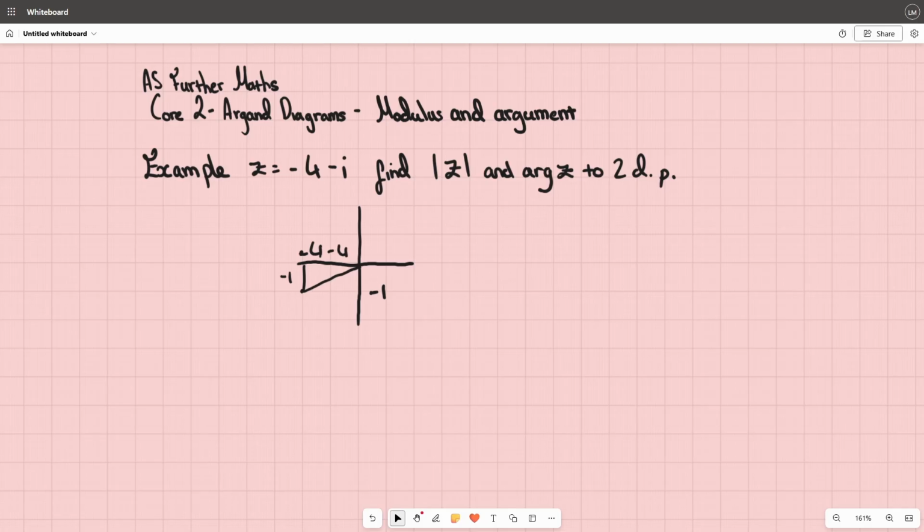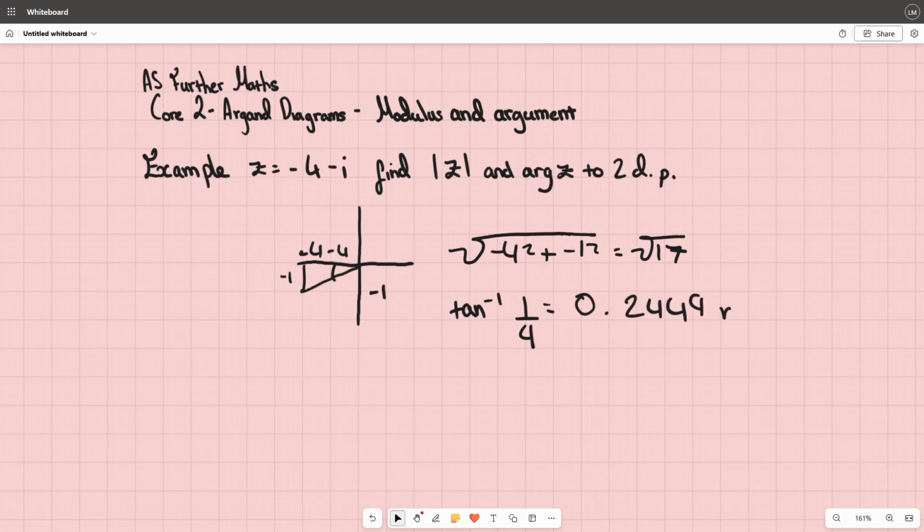Then we want to do the root of minus 4 squared plus minus 1 squared, and that is equal to the root of 17. That is the modulus of z. And I want to find the argument of z, so we can find that angle there. We do tan to the minus 1 of y over x. So minus 1 over minus 4, which makes 1 over 4.